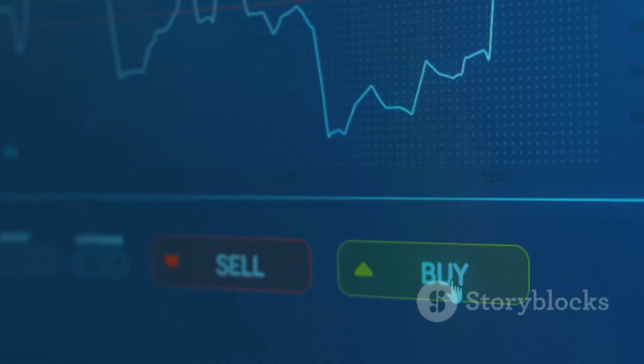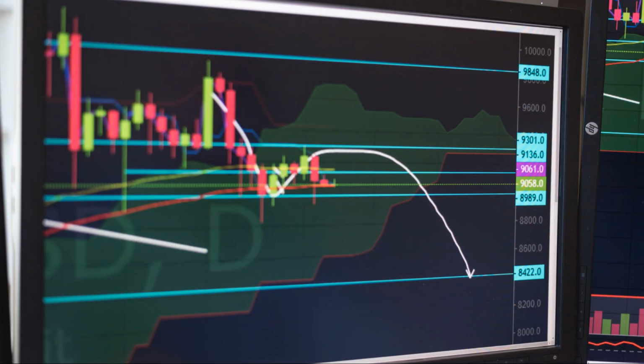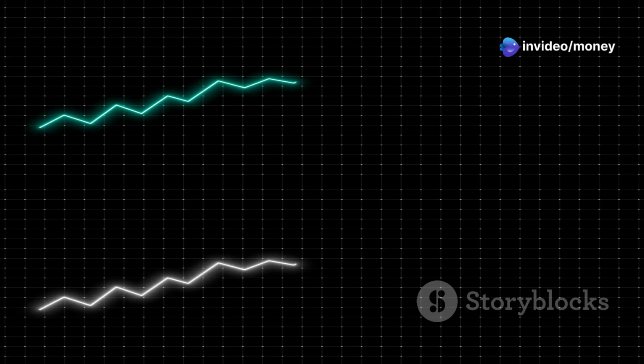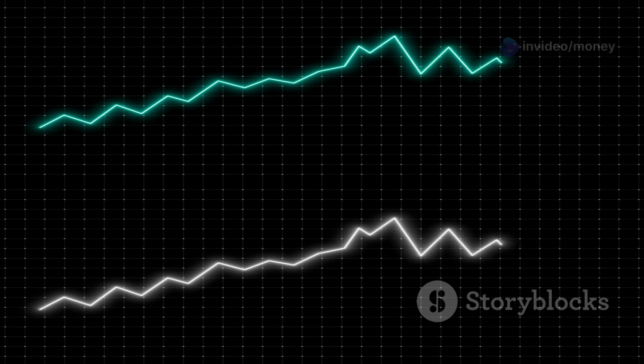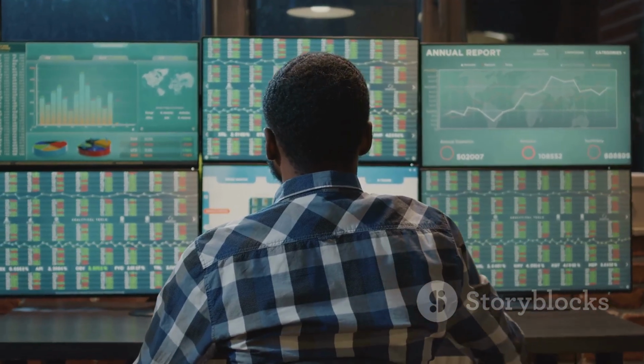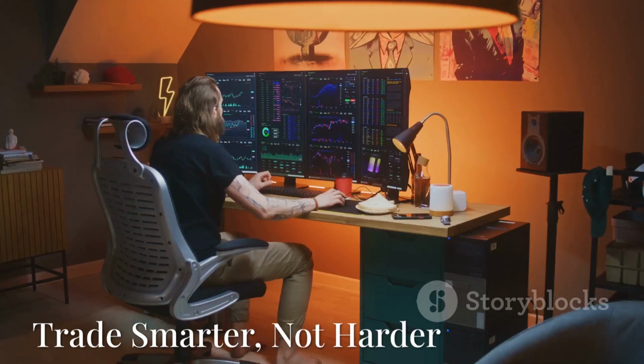So how do you use the zigzag indicator to your advantage? It's all about identifying those key support and resistance levels. The peaks formed by the zigzag lines often act as resistance, while the troughs often act as support. By trading these levels, you can potentially increase your win rate and maximize your profits.